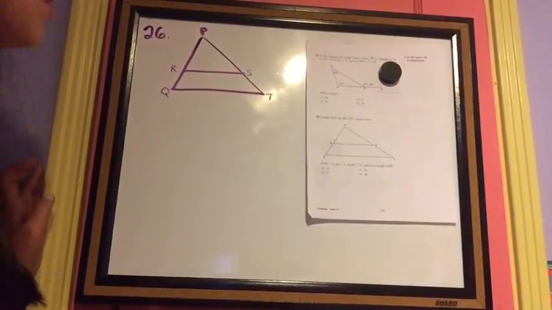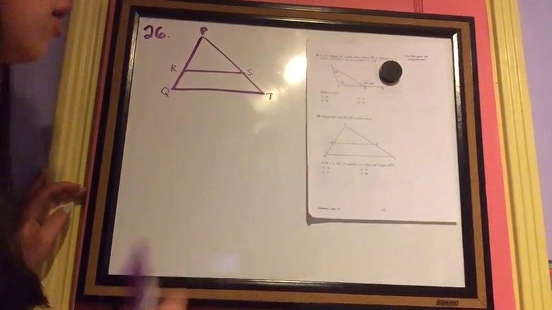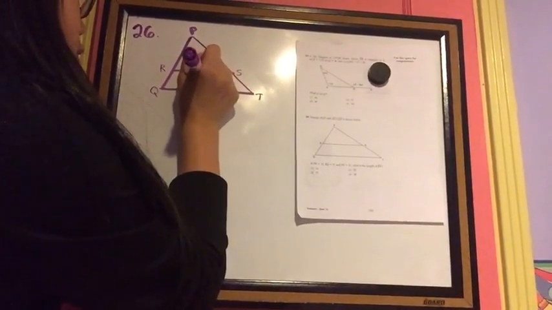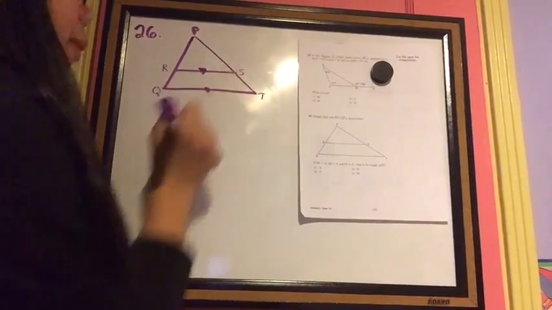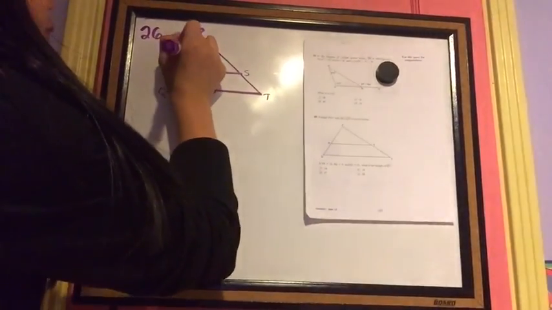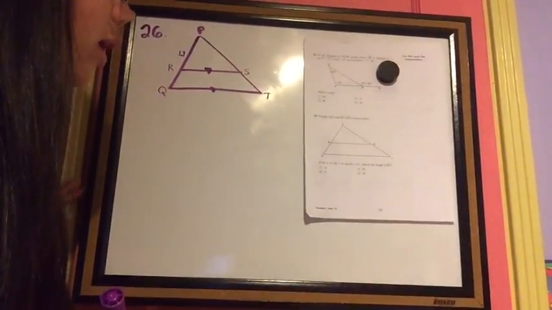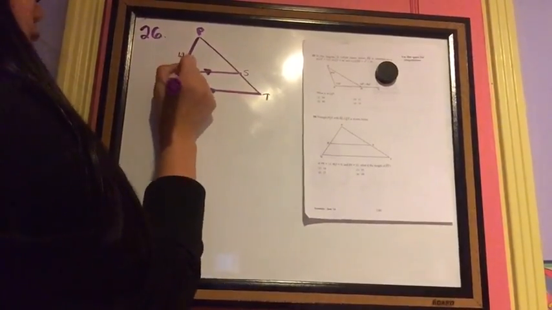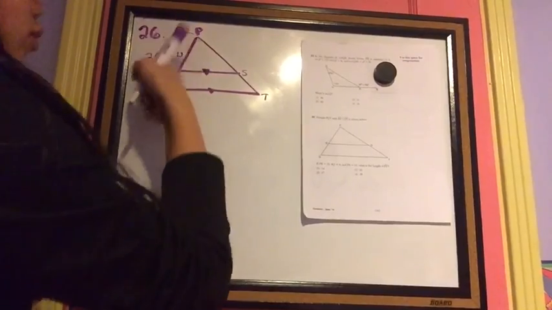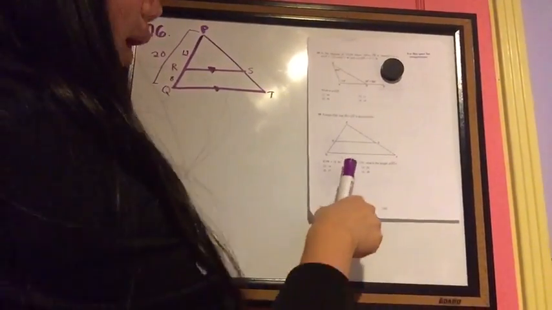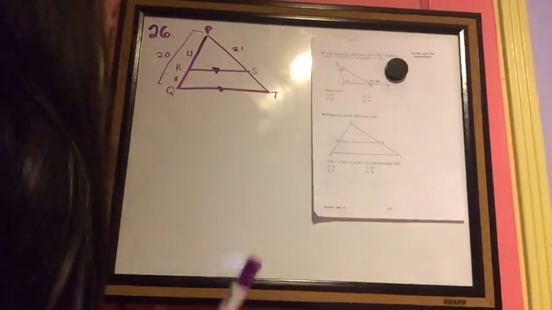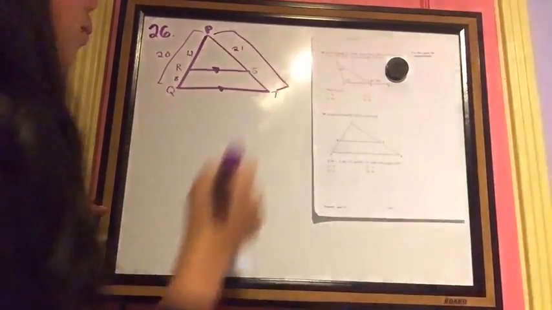So number 26 tells us that line RS is parallel with line QT. So I'm going to draw the parallel line so we remember that. If PR equals 12, so right here is 12, and RQ equals 8, so right here is 8, that means this whole thing PQ is 20, 12 plus 8. And PS equals 21. What is the length of PT, which is this whole thing right here?